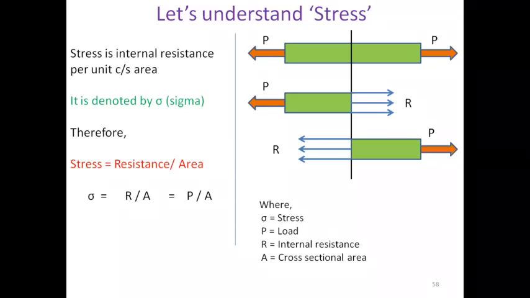So whenever somebody asks you what stress is, you must say it is internal resistance per unit area. If the formula is asked, especially in orals, say sigma equals R by A, meaning resistance upon area, which is equal to P by A. The resistance happens inside the member or body and we cannot measure the internal one, but we know from Newton's third law there is an equal and opposite reaction, so whatever the force is, the reaction will be the same. Therefore the resistance R is replaced by the external force P. Hence the formula for stress is sigma equals P by A.